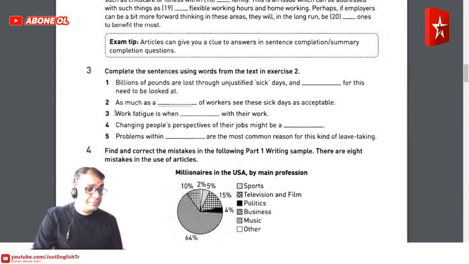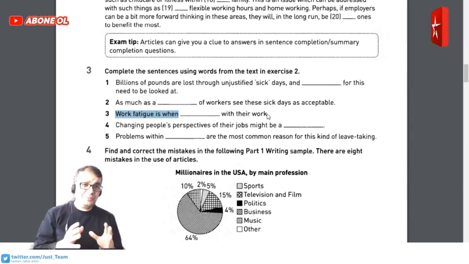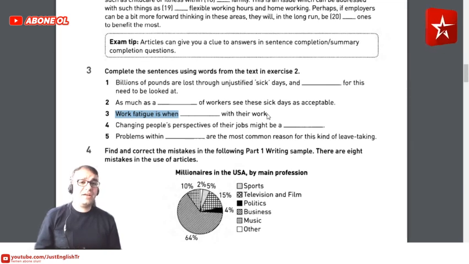Now number three. We got work fatigue is when what? People are bored with their work. The word fatigue here is simple. Fatigue is being exhausted, tired. But also the same here, people are bored with their work. So that's why we use "when people are bored." Okay. Number 4, changes people's perspectives of their jobs might be a difficult task. A difficult task.